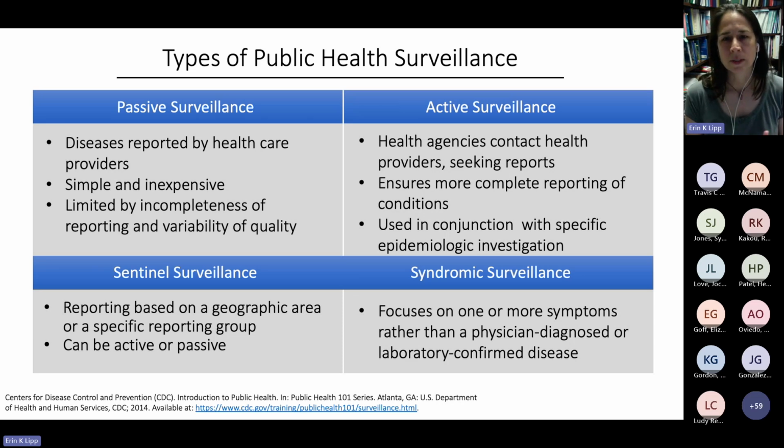Active surveillance, as you know, is where health agencies are contacting health providers. They're seeking out reports, so you're going to get more data. It's usually used in conjunction with some specific epidemiological investigation and not necessarily happening all the time everywhere. Sentinel surveillance is reporting based on some geographic area or a specific reporting group, so this can fall into either passive or active surveillance. And then syndromic surveillance, where you're really looking at symptoms. I want to focus specifically on passive and sentinel surveillance because this is really where wastewater and environmental surveillance fits in terms of the overall public health surveillance matrix.